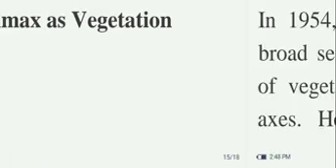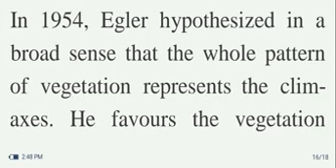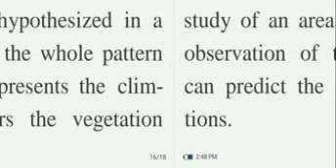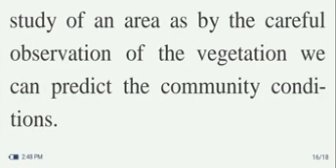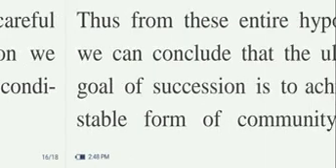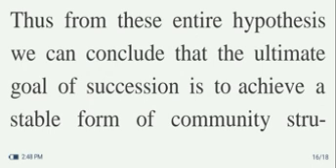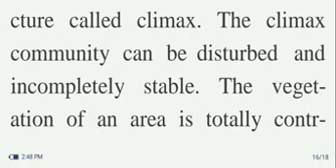Climax as vegetation. In 1954, Egler hypothesized, in a broad sense, that the whole pattern of vegetation represents the climaxes. He favors the vegetation study of an area, as by careful observation of the vegetation we can predict the community conditions. Thus, from this entire hypothesis, we can conclude that the ultimate goal of succession is to achieve a stable form of community structure called a climax.